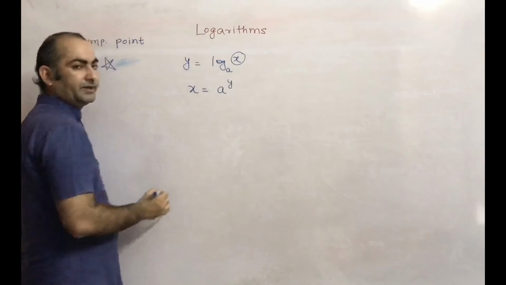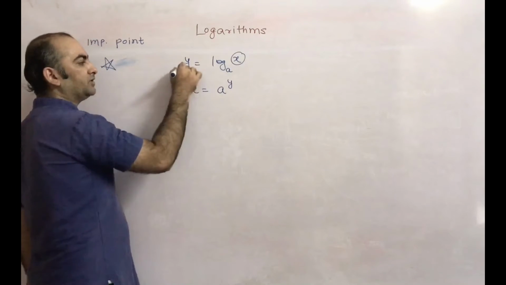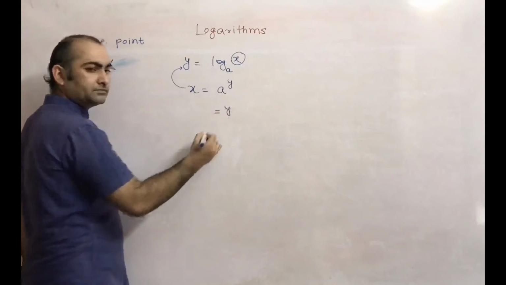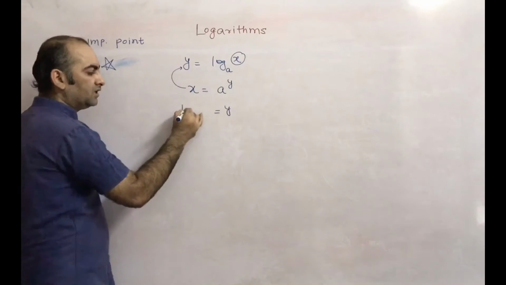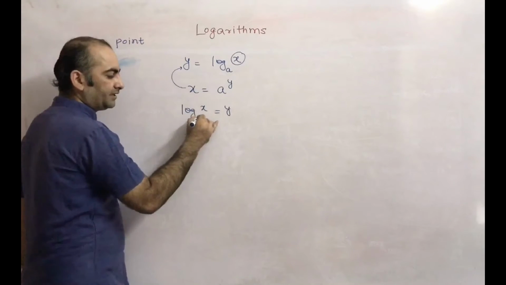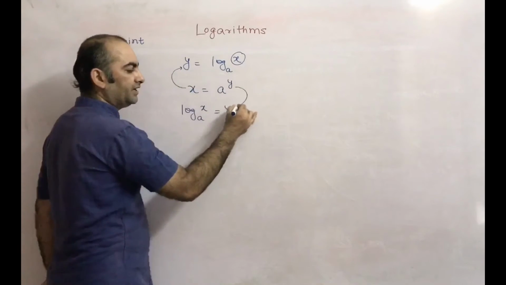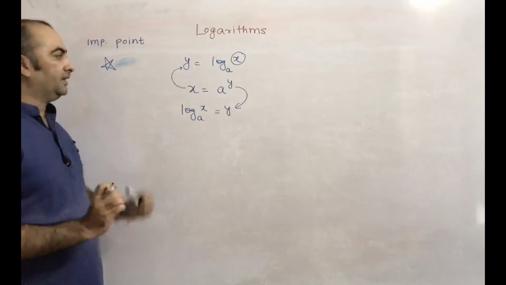A power what will come? Y. And if this one is given, then if you want to write in terms of this one, how to write? Here y equal to what will come? This a will come in base of x. So a will come what? Log x to the base a. So if this one is given, we can write this one, and if this one is given, we can write this one. So this conversion we have to remember. This is the important point in the logarithmic function.